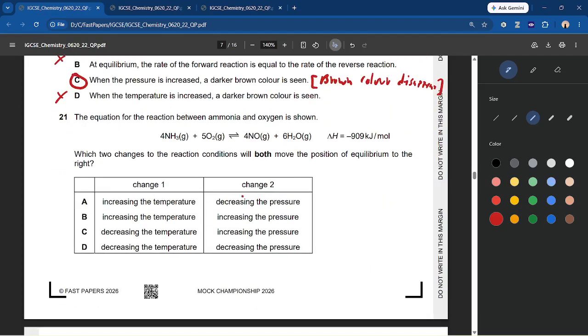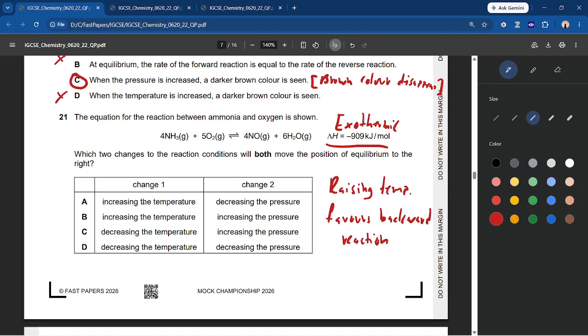The equation for the reaction between ammonia and oxygen is shown. Which two changes to the reaction conditions will both move the position of equilibrium to the right? So this is exothermic. Because it's exothermic, raising temperature favors the backward reaction. Backward reaction. So we're going to cut A and B from this.